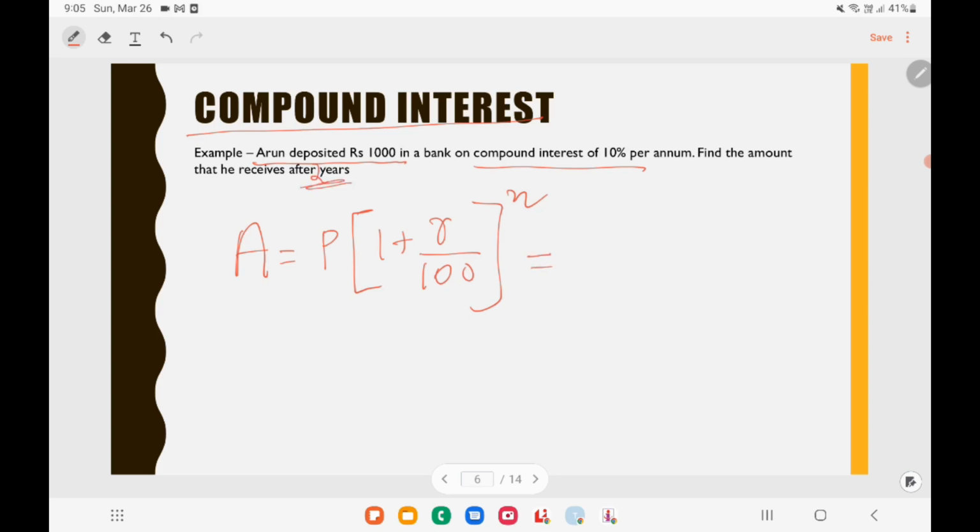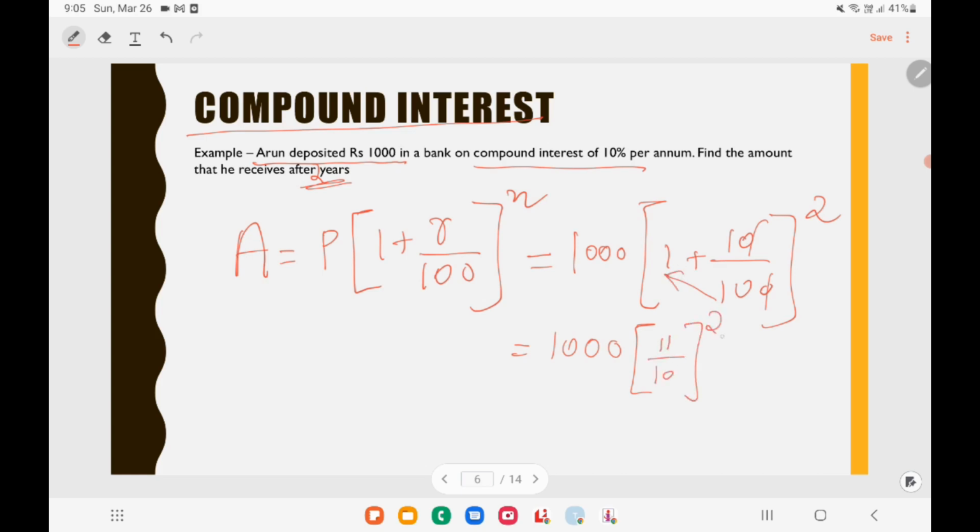So here the amount is equal to P is 1000, so 1000 into 1 plus 10 by 100 whole raised to 2. Here this will get cancelled, it will become 1 by 10. So 1000 into 1 plus 1 by 10; if you cross multiply, 10 plus 1 is 11, so it will become 11 by 10 whole square. That means it is equal to 1000 into 11 by 10 into 11 by 10. These zeros will get cancelled. 11 into 11 is 121, so you will get 1210. Here you are directly getting the amount. So your amount after 2 years is 1210.